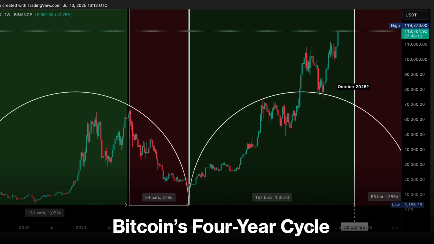The 4-year cycle. That which is already has been. That which is to be already is. And God seeks out what has gone by. Ecclesiastes 3:15. The Bitcoin 4-year cycle, widely discussed by analysts, serves as a key framework for understanding price patterns.